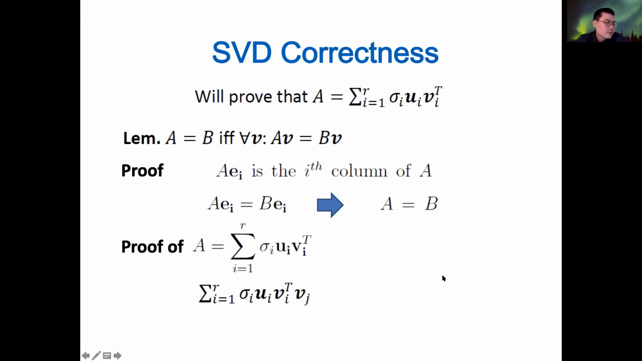So here, let's first do this. We multiply by a V_j here, because this can be for any V. So let's see what we will get.